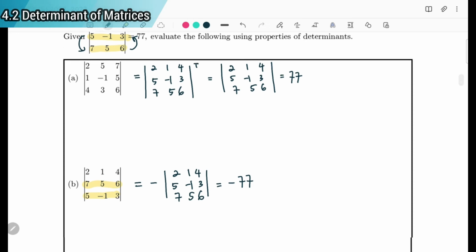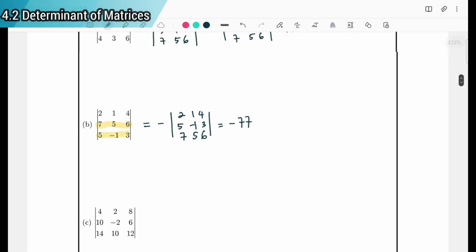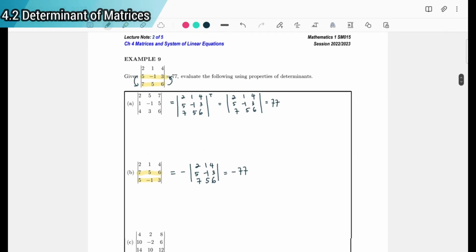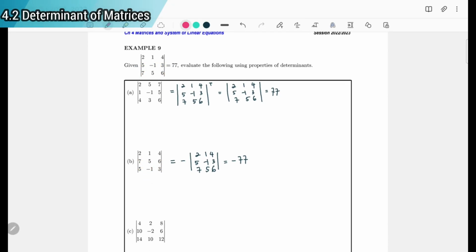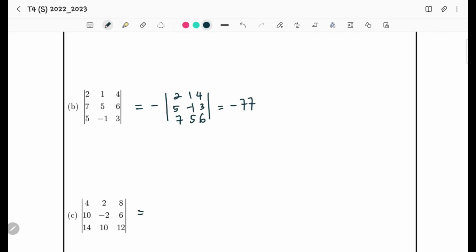Then lastly, question C. If you multiply this row by 2, you get 4, 2, 8. And then this one right here will be 10, negative 2, and 6. Then multiply this row by 2, you get 14, 10, and 12. So you multiplied everything by 2.